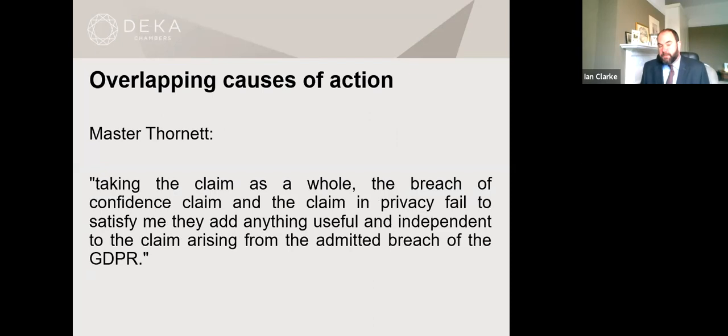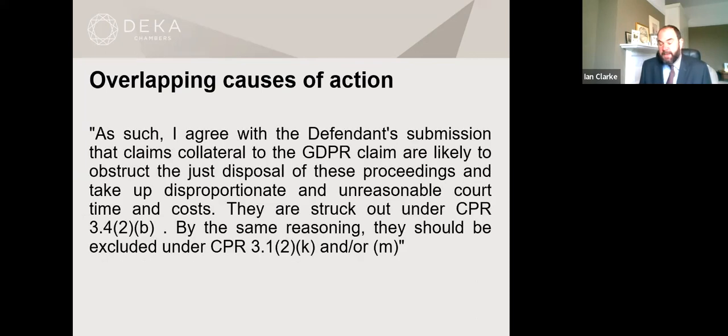It came before Master Thornet, who says this in the judgment: taking the claim as a whole, the breach of confidence claim and the claim in privacy failed to satisfy me that they had anything useful and independent to add to the claim arising from the admitted breach of the GDPR. As such, I agree with the defendant's submission that claims collateral to the GDPR claim are likely to obstruct the just disposal of these proceedings and take up disproportionate and unreasonable court time and costs. They are struck out under CPR 3.4(2)(b) and for the same reason they should be excluded under 3.1(2)(k) and/or (m).